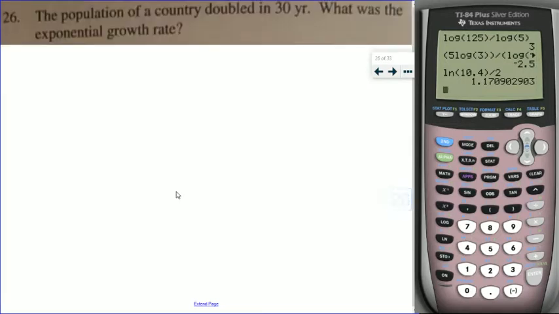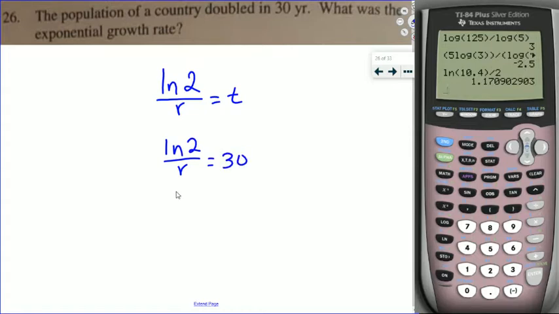Next, problem 26. The population of a country doubled in 30 years. What was the exponential growth rate? This is when we need to use our doubling time equation. So that is natural log of 2 over the rate equals time. If we know that time is equal to 30 years and we're looking for the rate, we're trying to get r by itself. So natural log of 2 over r equals 30. And then we need to multiply both sides by r. Natural log of 2 equals 30r. And then divide both sides by 30, and we get natural log of 2 divided by 30 equals r.